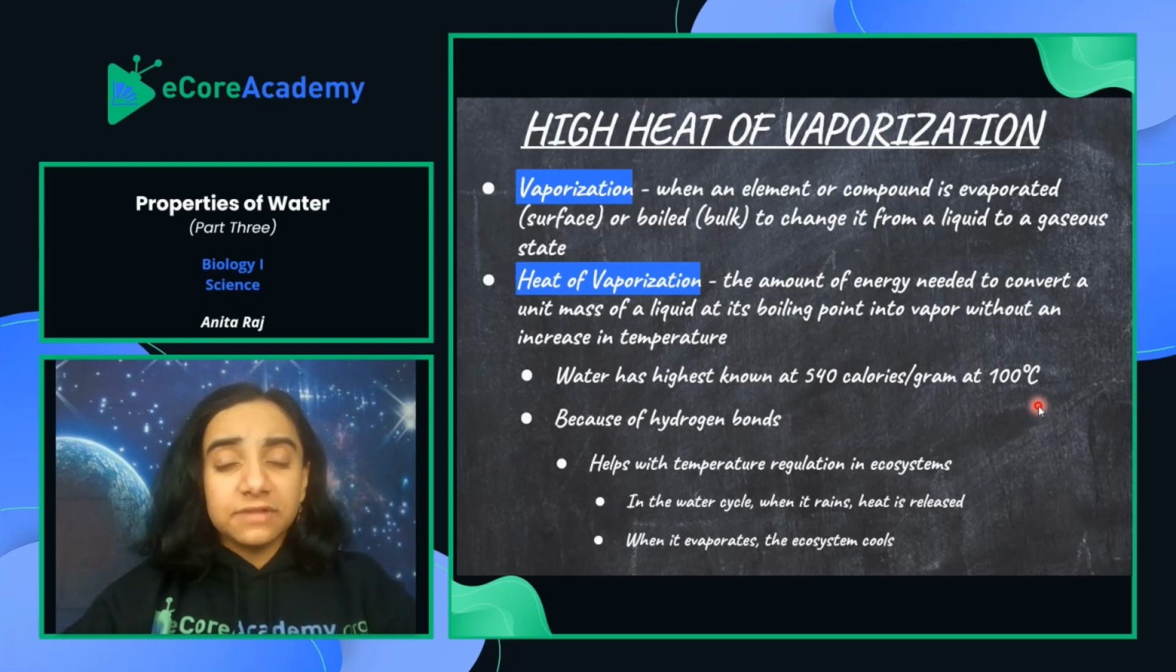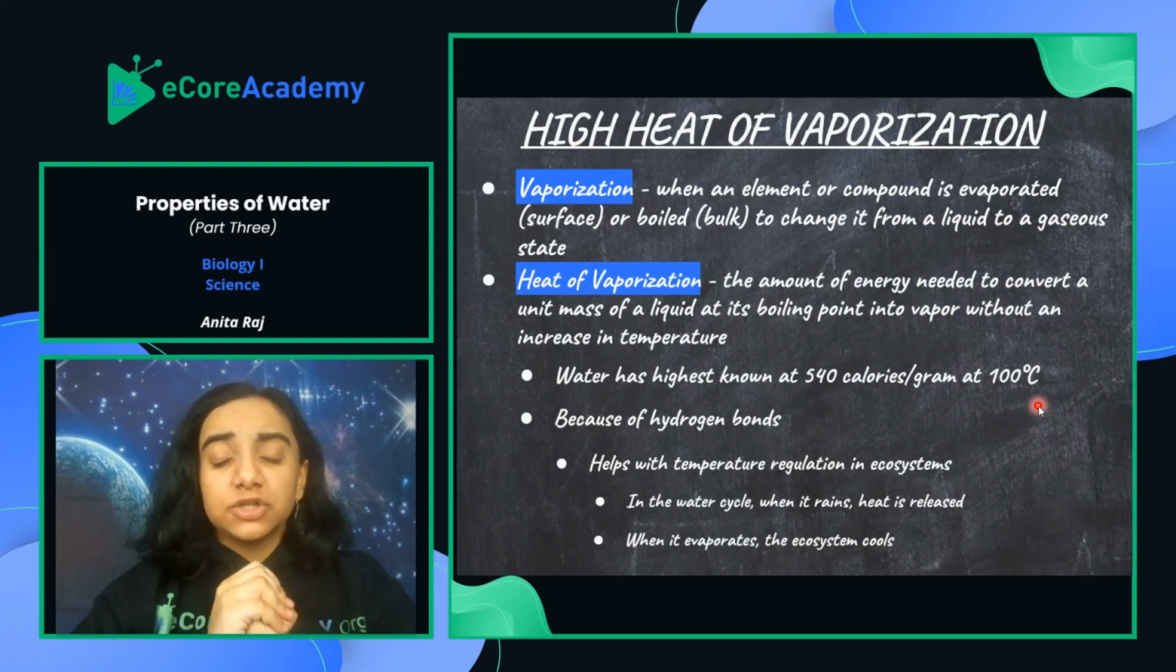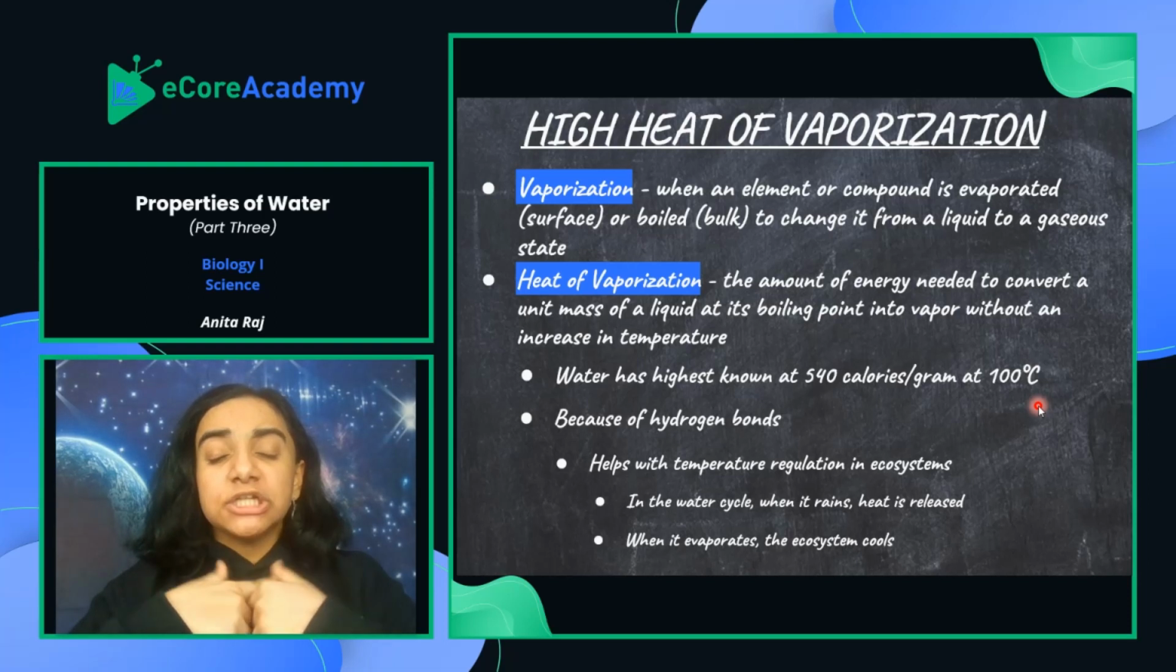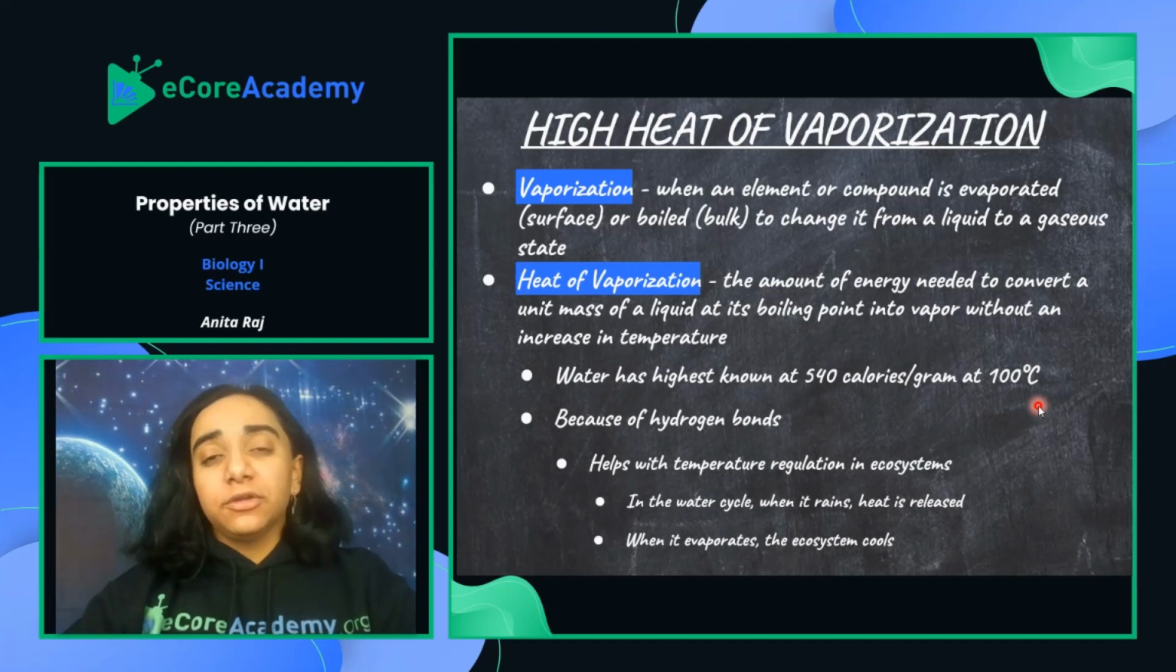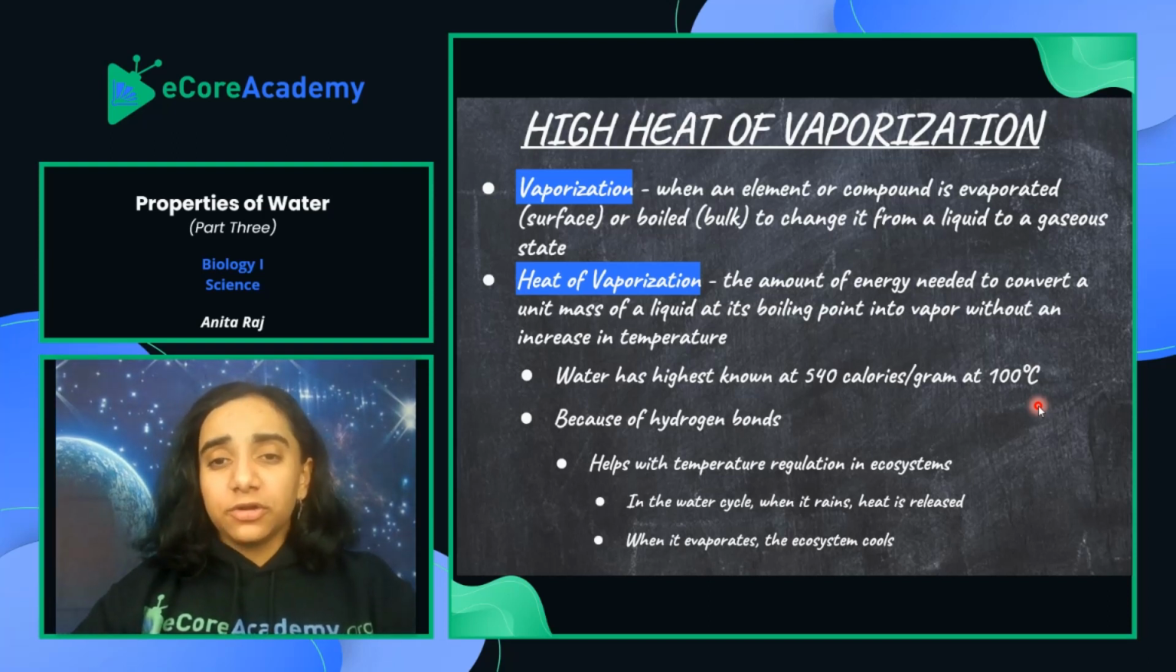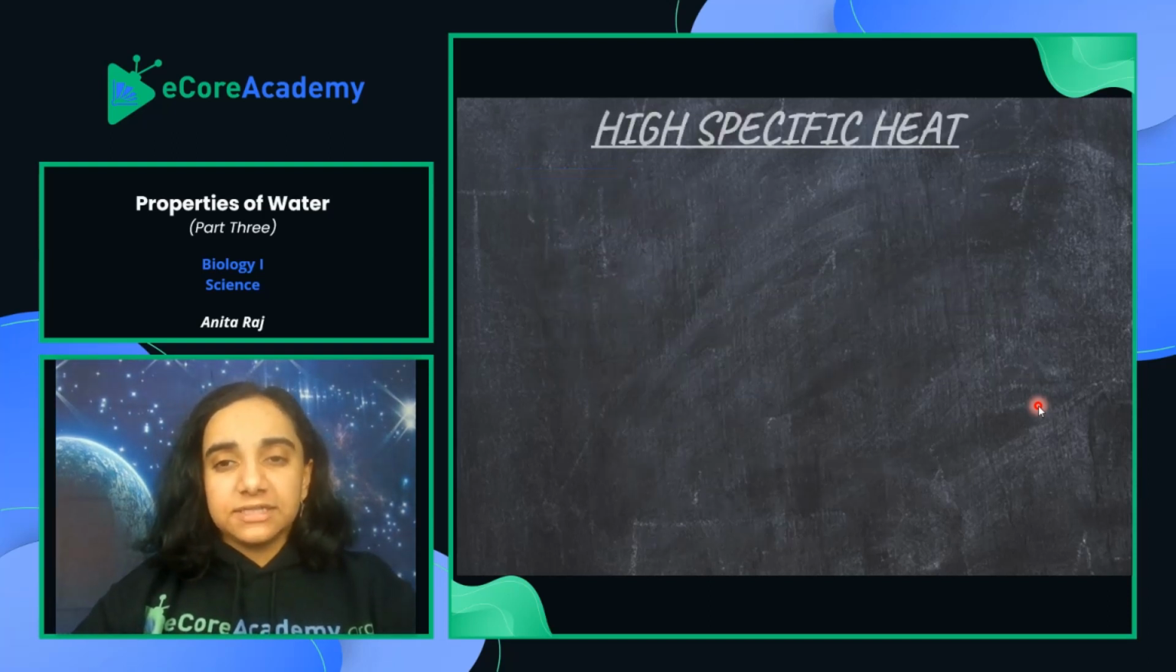However, the water that's evaporating is going to be changing from a liquid to a gas. But remember, when there's a lot of heat, water tends to absorb that heat. That's why it has such a high heat of vaporization. It takes so much heat to turn water from a liquid to a gas, because the hydrogen bonds just keep on absorbing heat. And what the hydrogen bonds will do, they'll absorb heat so that the rest of the ecosystem doesn't get so overwhelmingly hot. So the ecosystem is going to cool down a bit. So that's how water helps when it comes to high heat of vaporization.